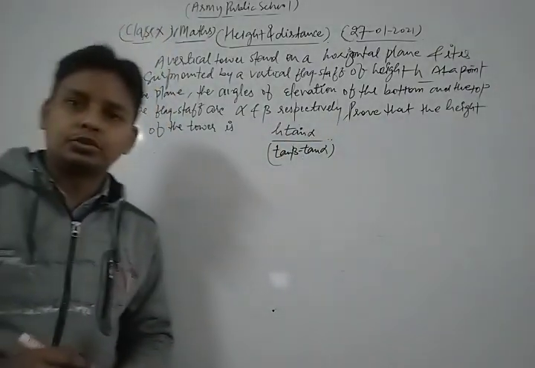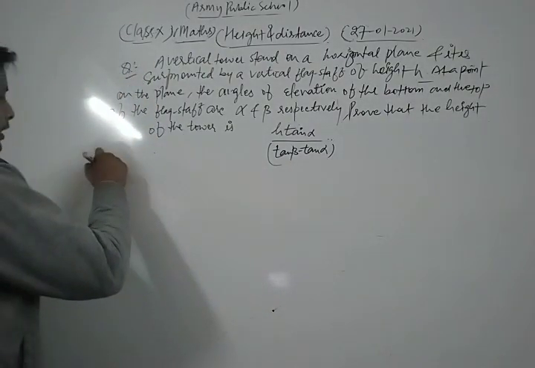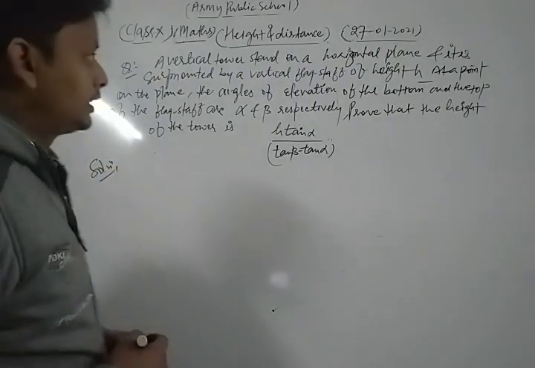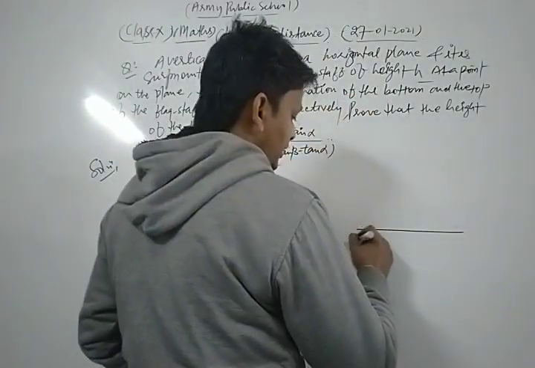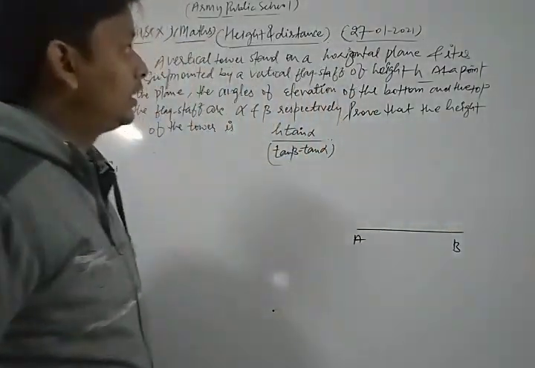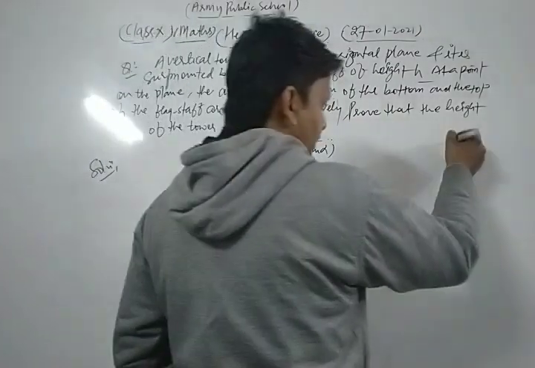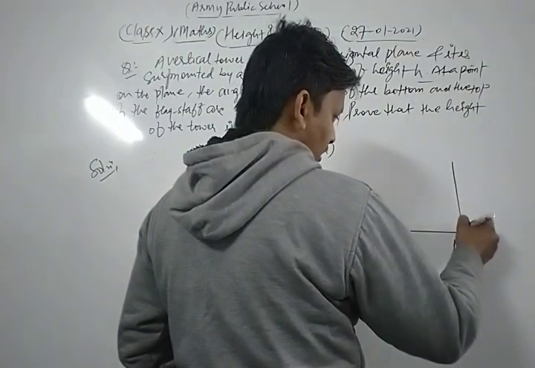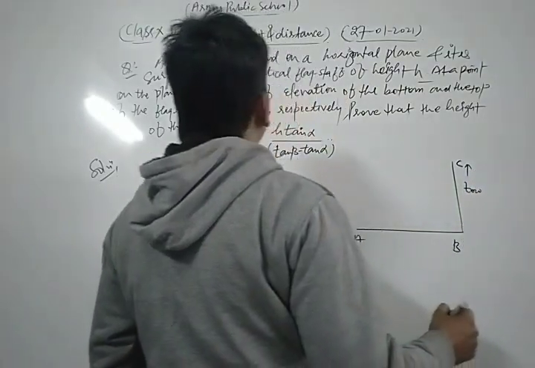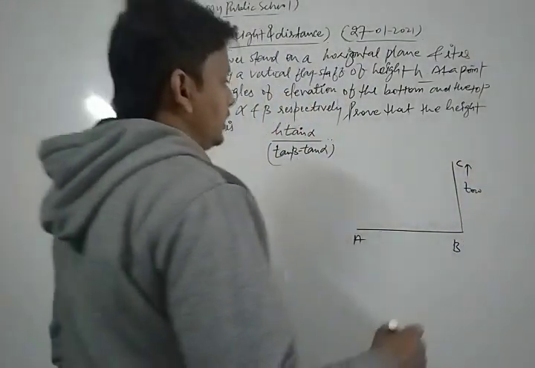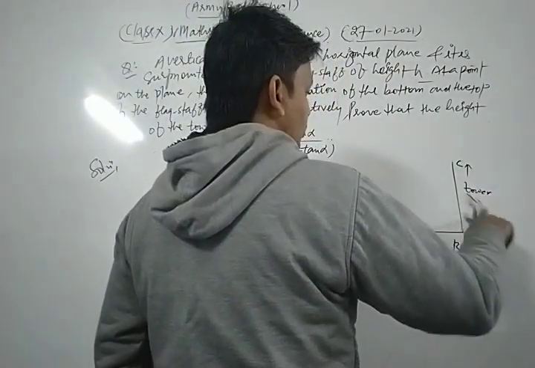Okay, dear friends, this is the question here. This is a very important question of your syllabus. So let's see what the solution of that question is. Dear friends, in that question, a vertical tower stands on a horizontal plane. So first of all, we draw a horizontal plane AB. Okay, and a vertical tower stands on that. Let BC be a tower of height, suppose, h. This is the tower. Okay, let's see now.